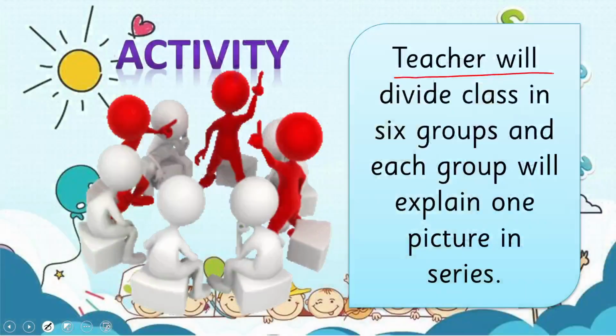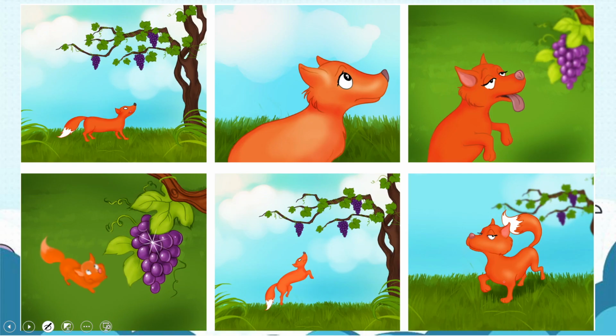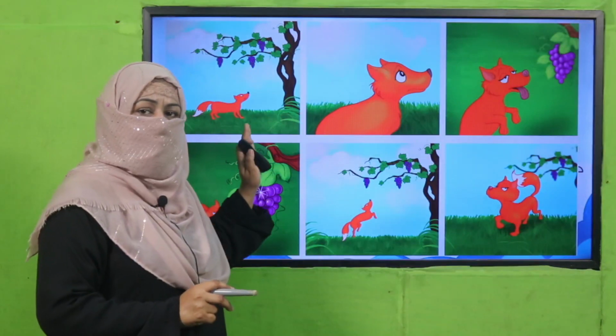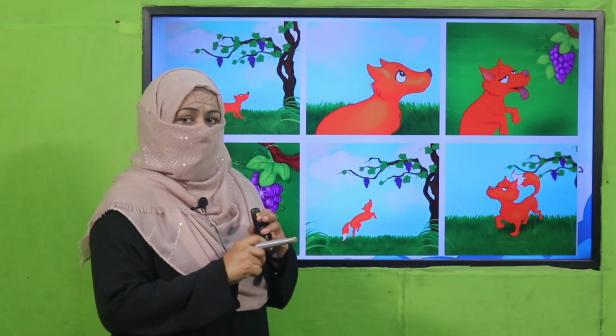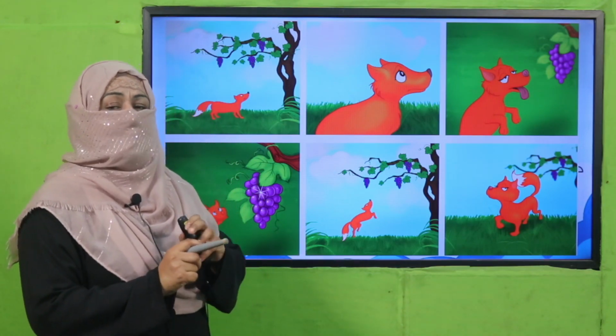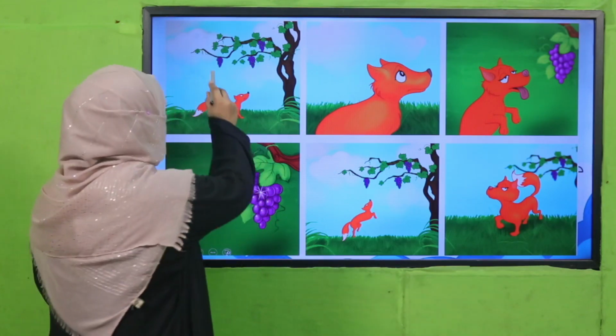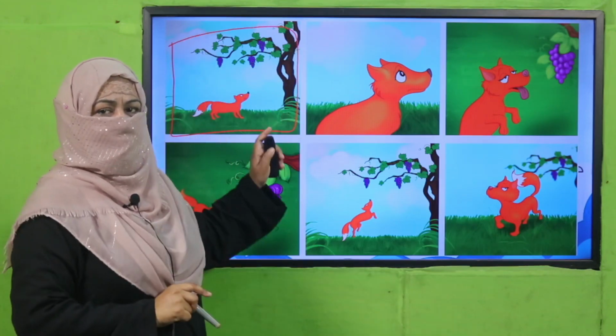Now teacher will divide the class into 6 groups, okay? And each group will explain one picture in the series. So on page number 81, these are pictures. We have already found a few naming words and all the action words in these pictures. So every group will look at one picture and tell one sentence about it.